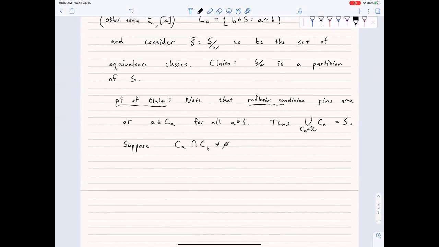Or even more plainly, suppose they have a non-trivial overlap. There is something in the overlap. Let's just give it a name. Let's say we have something, so suppose C is an element of C_A and C_B.